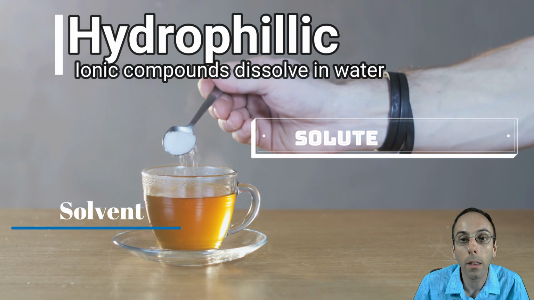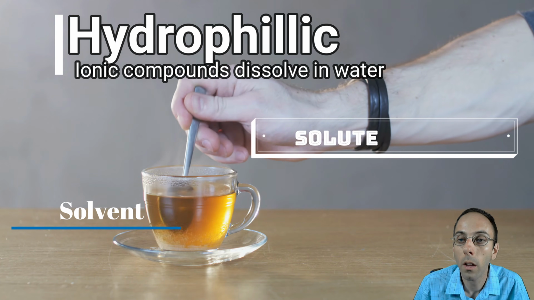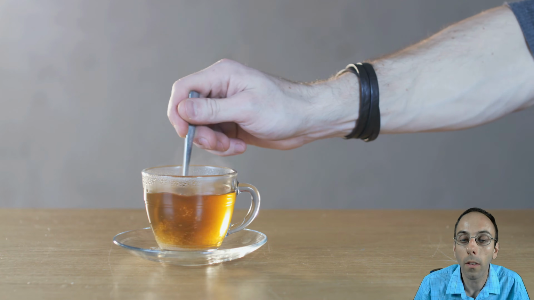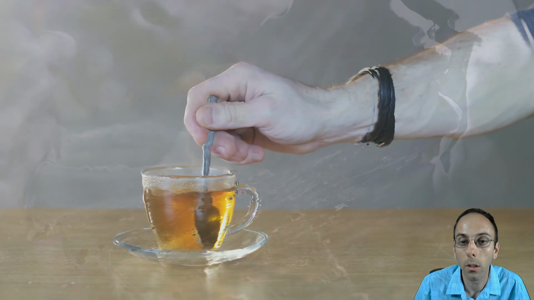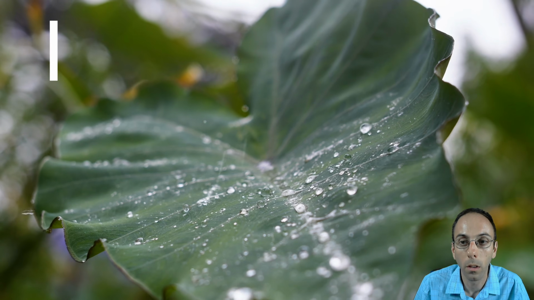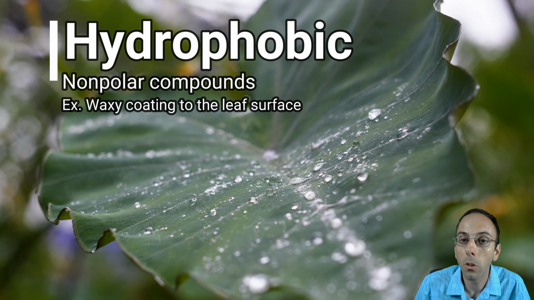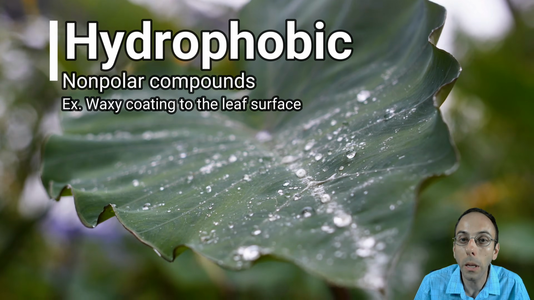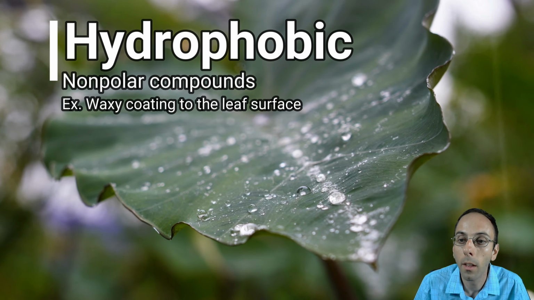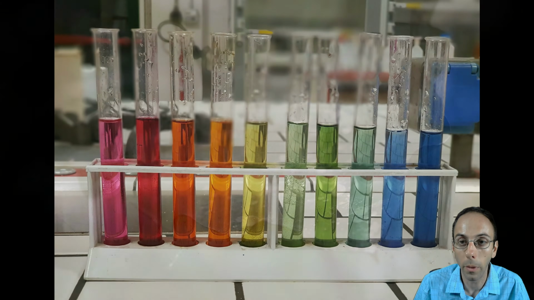Now, hydrophilic means ionic compounds dissolve in water. It's the solute, like the sugar, and the solvent there is the tea, making it an aqueous solution in this example. Now we have hydrophobic, which is nonpolar compounds, such as the waxy coating of the surface here, and we see the water beading up on that waxy surface. It's not dissolving, it's trying to get away from that.